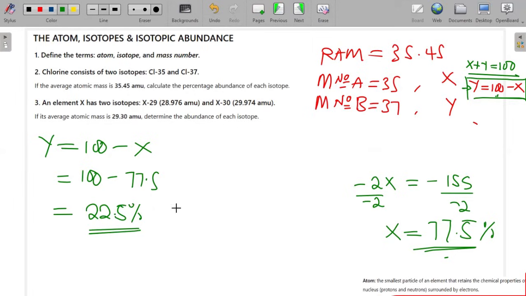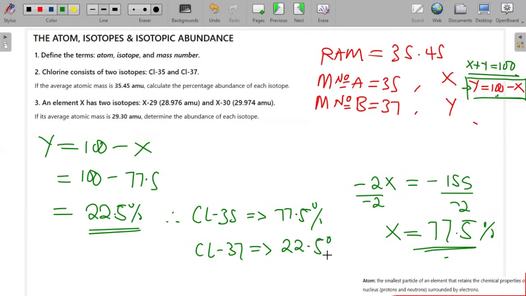So we are going to say, therefore, the percentage abundance for chlorine 35 is simply 77.5%, and the percentage abundance for chlorine 37 is simply 22.5%. Okay, so that's the answer for part 2. So any questions there on what we've done? Okay, so if there are no questions, let's look at part 3.